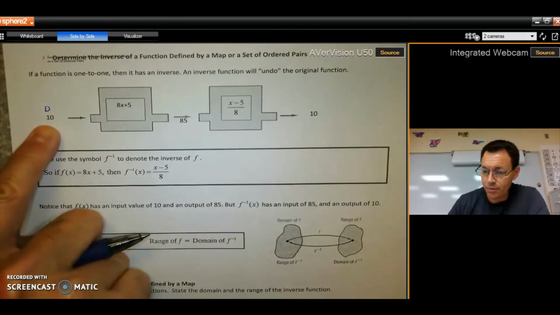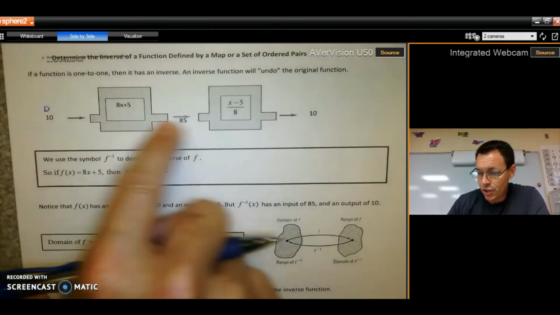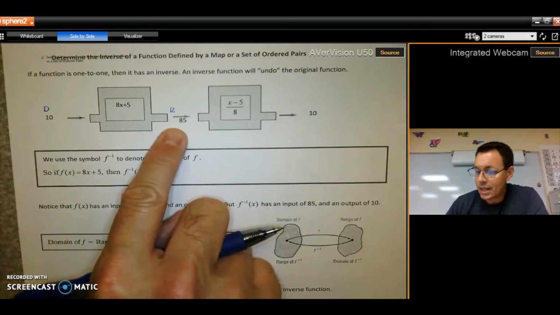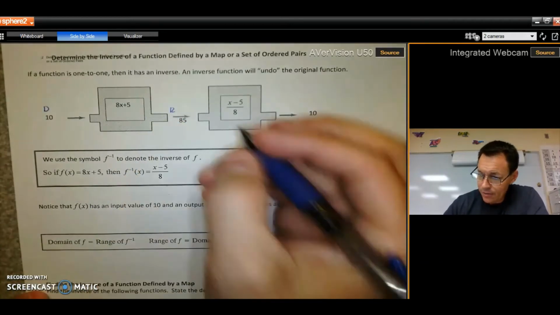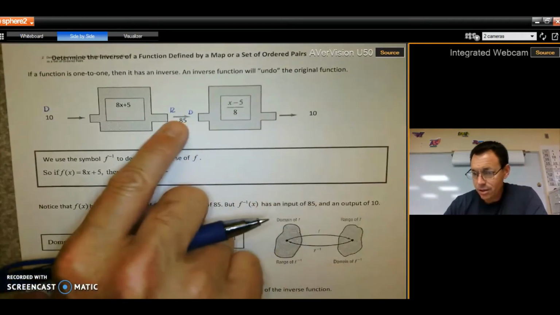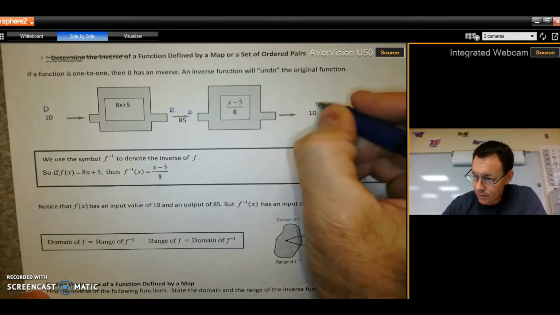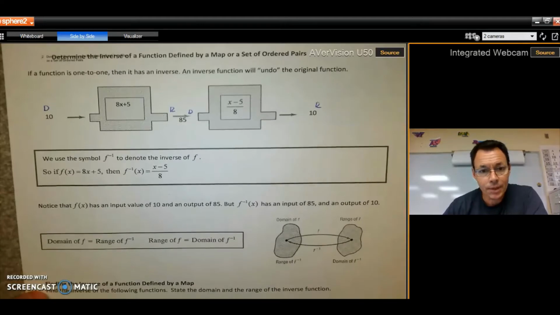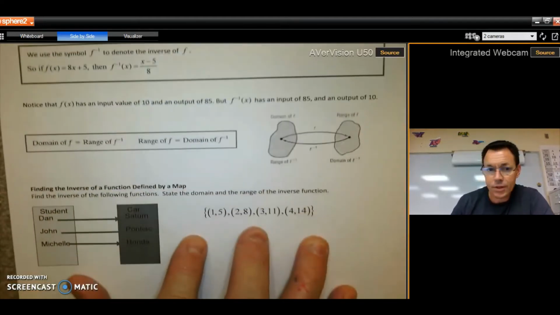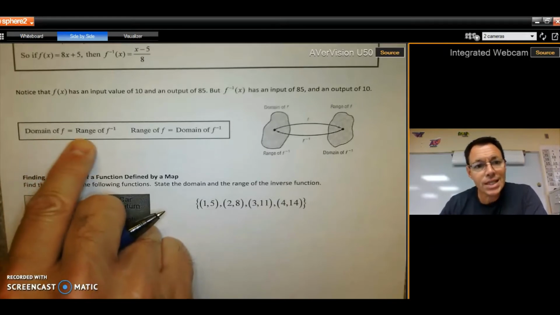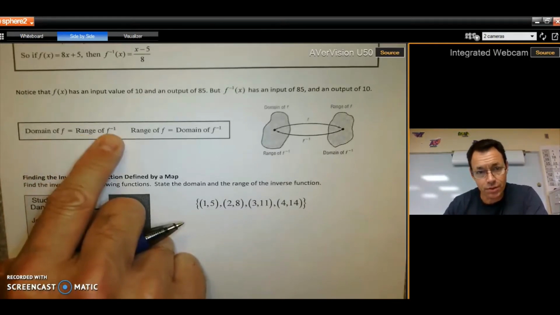Okay, so that's my input value. I put it into this function and I got this range value of 85. But then that 85 was the domain going into this inverse function, and then it spit out this range value of 10. Okay, and that's a property that's true with inverses. The domain of a function is the range of the inverse.